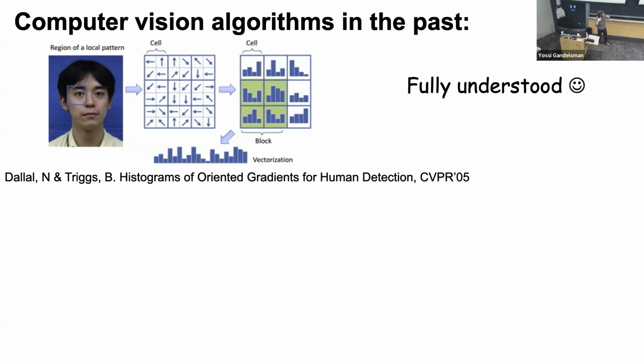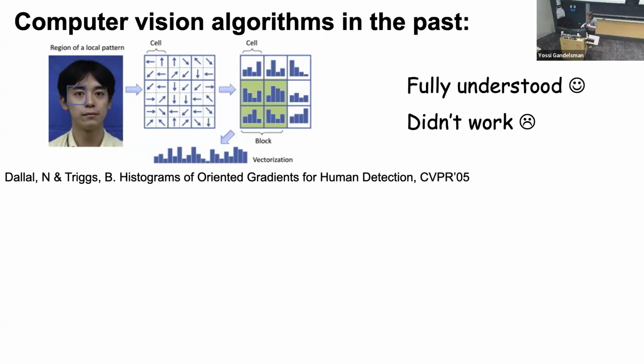What do I mean by understood? Well, all the parts were defined by the user, by the researcher. So they all were handmade. Because of that, you could say that you understand what's going on here. But the only problem is that these algorithms didn't work that well.